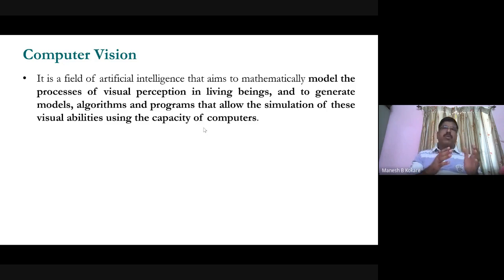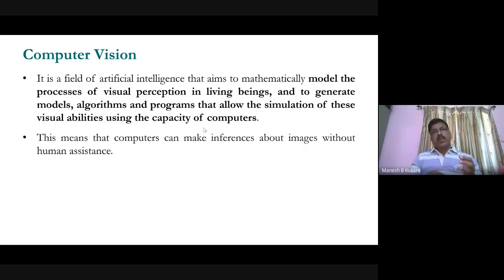So computer vision is a field of artificial intelligence which aims to develop models of visual perception like those of human beings or living beings. For that, we need to develop programs, algorithms and simulation methods which will help the computer capture visual abilities like a human being. And for that, the capacity of the computer is definitely very important. So computer vision is basically about modeling the process of visual perception in living beings.